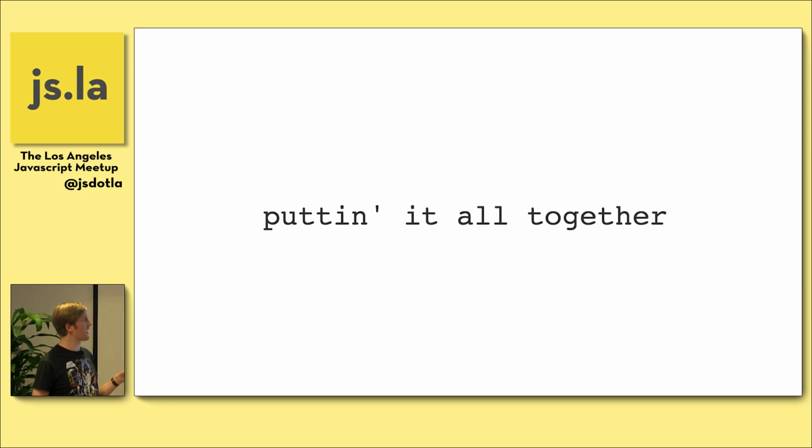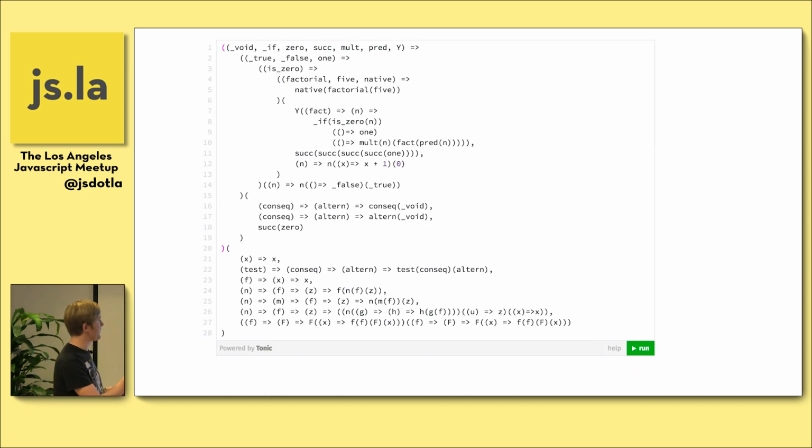Because we can put it all together. So this you've seen before, like the is 0. But up here, we take a function called factorial. And so factorial is passed in, and it is defined as the Y combinator wrapping a function with a parameter factorial and a parameter n. And if n is 0, then return 1. Otherwise, multiply n by the factorial of n's predecessor, right? We all know. And then at the very end, just pass in this little number back to the native number, and then call factorial of 5 and native.